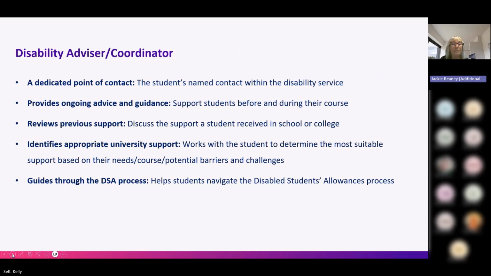So the disability advisor, us, we're that dedicated point of contact. Yes, it's important that the learners meet with the tutors and the course teams and engage with other areas of the university, but we might be the ones who drive the contact with those other areas. So as long as your student applicant makes contact with the disability team, they will be in the system, and we will drive that forward. We provide ongoing advice and guidance at whatever point of the course they're at.